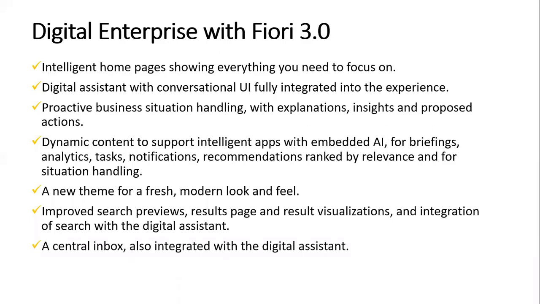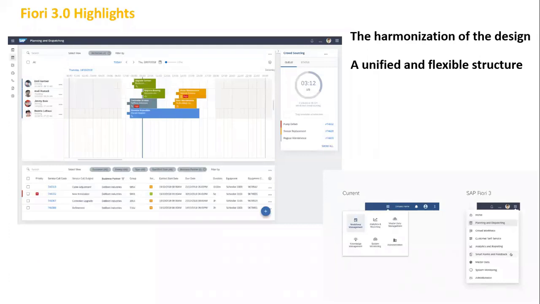Central inbox, that's pretty new for 3.0, and it's all available. So I have some of the screenshots. This was not possible before. We had to build custom templates. Now the Gantt chart is available as a part of the standard template. You can have different types of drop downs using this in 3.0. So it's a harmonization of the design and a unified flexible structure.